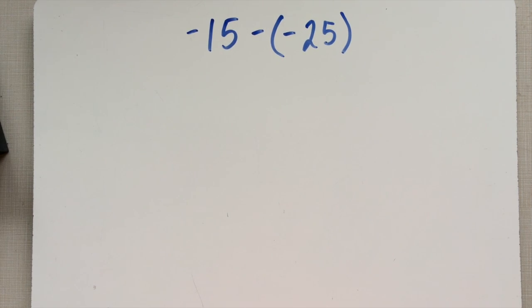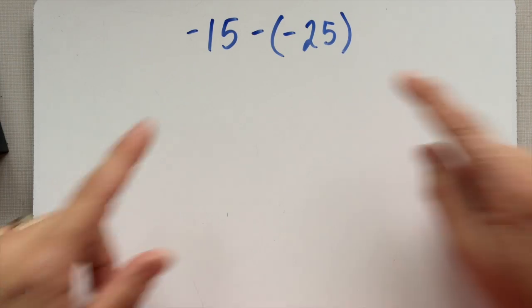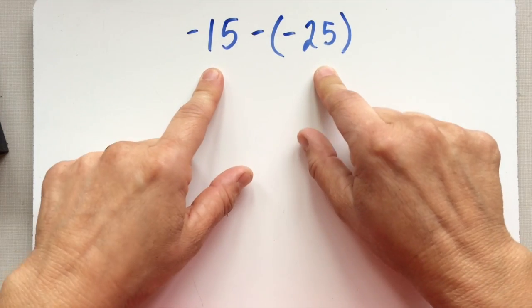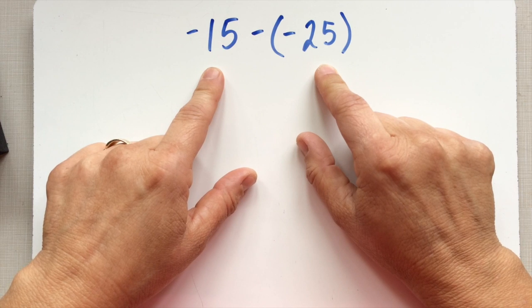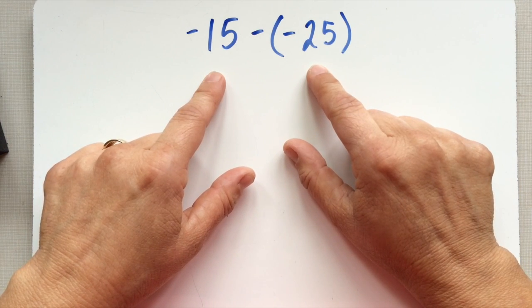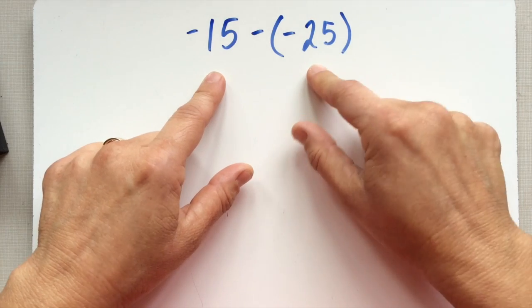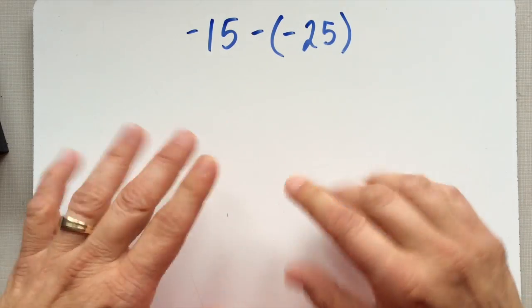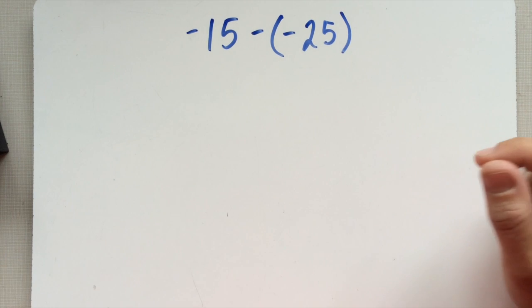Problem for you to try on your own. -15 minus a -25. Now these numbers are going to be too big to use the tiles, but I'd like you to set it up as if you're going to use the tiles and think about what the tiles would look like even if you're not counting them out. See if you can use that to solve this one.